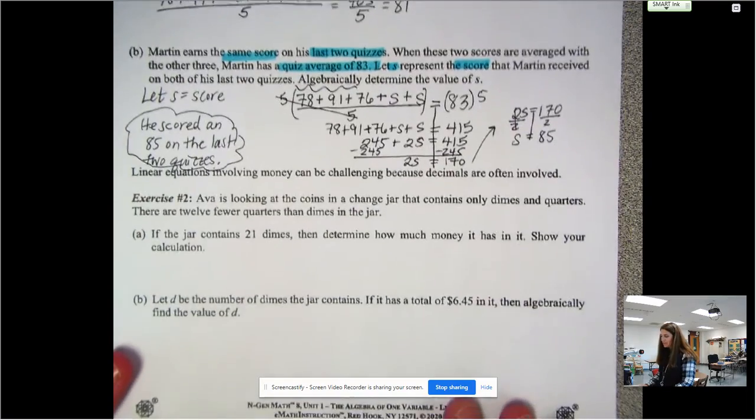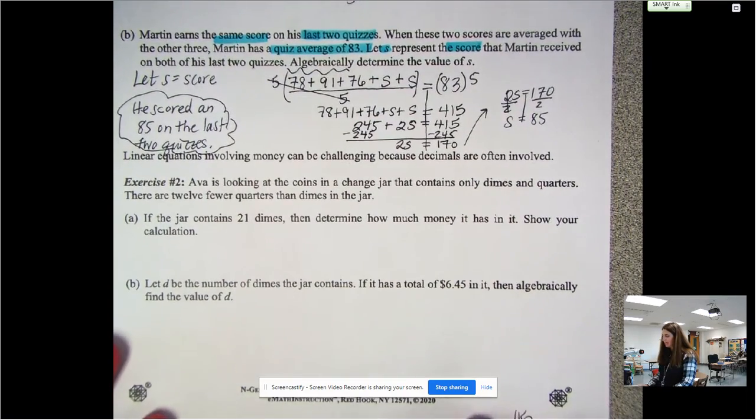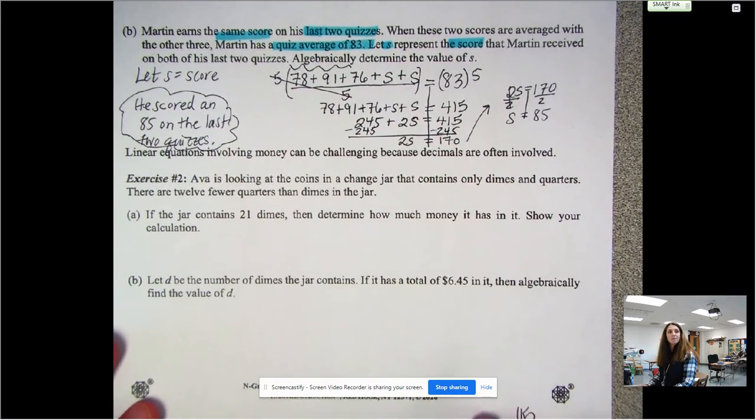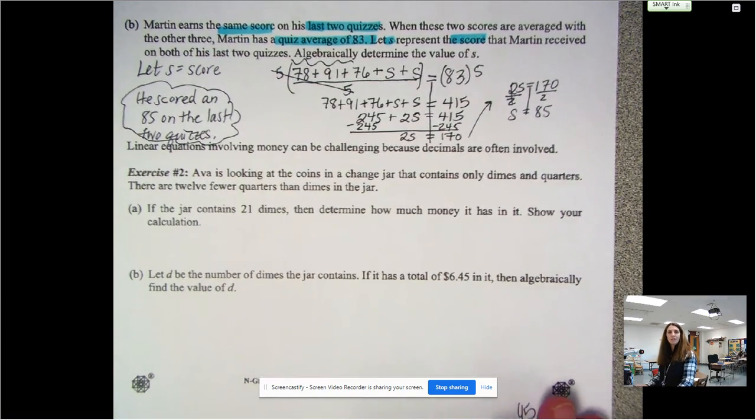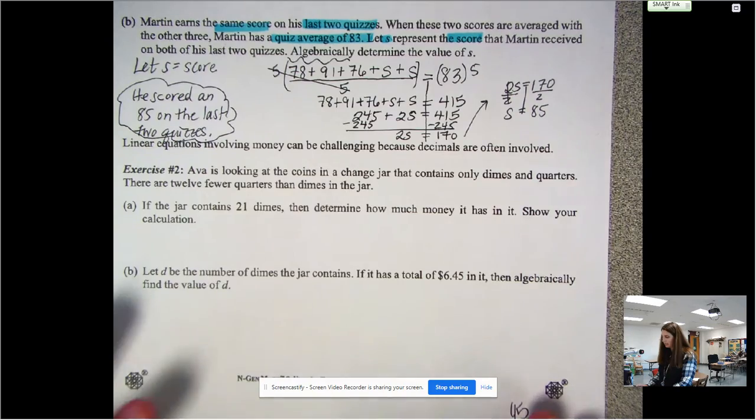So linear equations involving money can be challenging because decimals are often involved. Yeah, for sure. But this calculator is going to be our best friend, right?